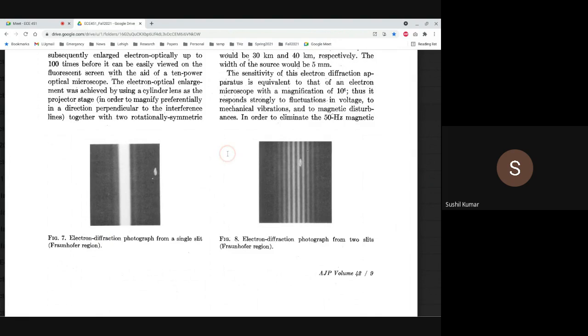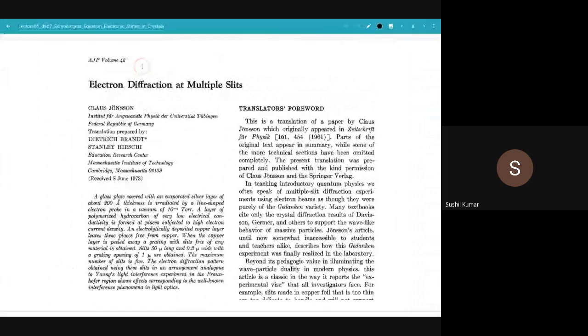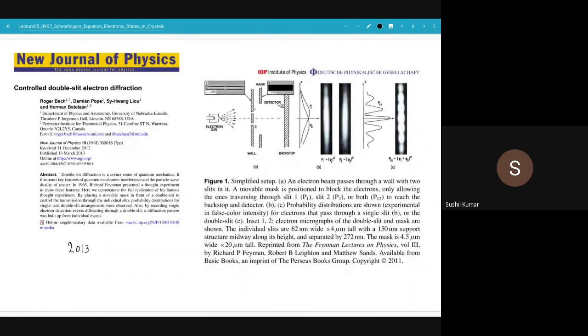So this is the paper that was in 1961, but there was an electron gun. Multiple electrons are going. Feynman had this thought experiment. What if we just send one electron at a time at the two slits? Will we still see a diffraction pattern? And indeed, that one was done very recently, in 2013.